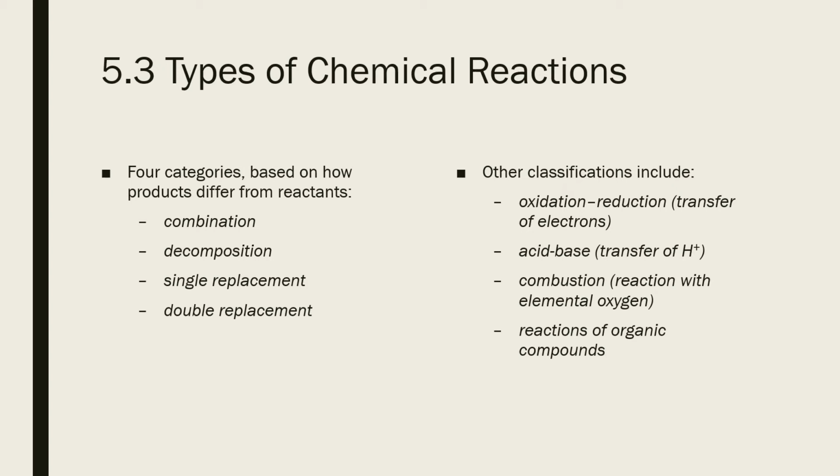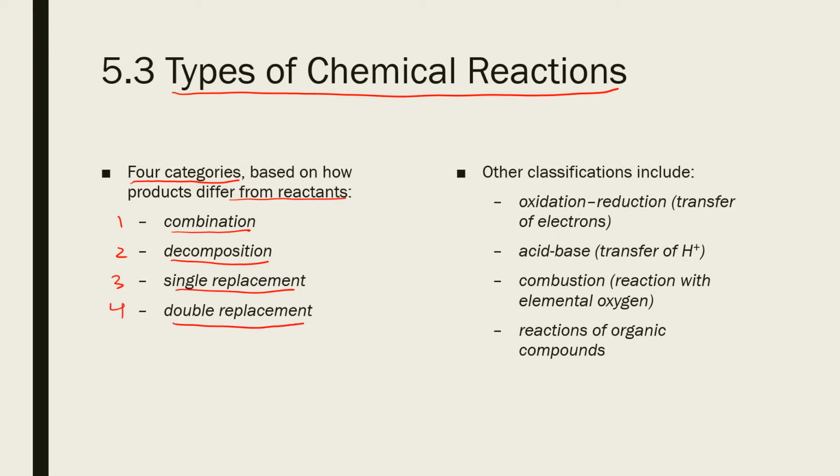There are many different types of chemical reactions. In order to better understand these reactions, chemists have divided them into four broad categories, and these categories are based on how their products differ from the reactants. The names of these categories are: first, combination reactions; second, decomposition reactions; third, single replacement reactions; and the fourth category is double replacement reactions.